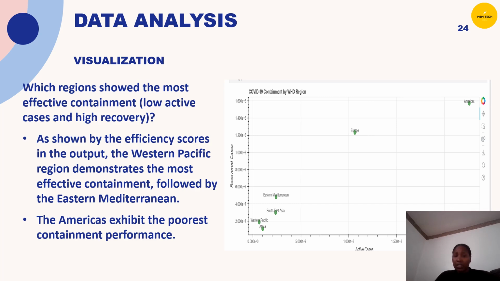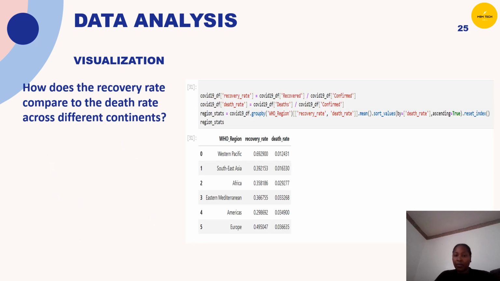In the output, the Western Pacific region demonstrates the most effective containment, followed by the Eastern Mediterranean. Effective containment means the highest efficiency score. So the Americas exhibits the poorest containment performance.